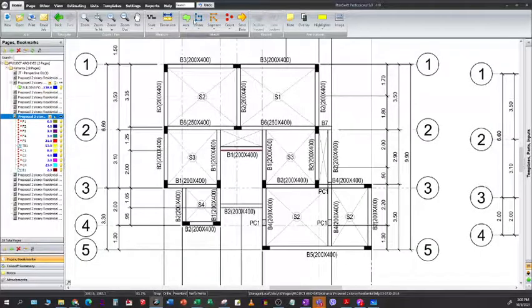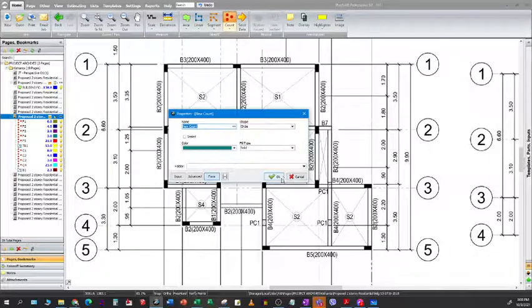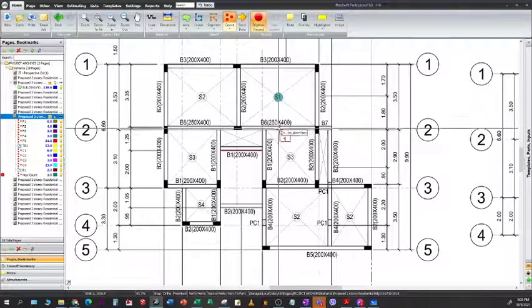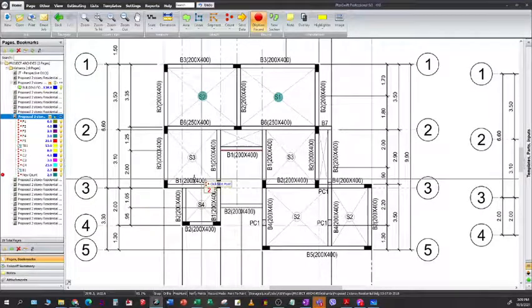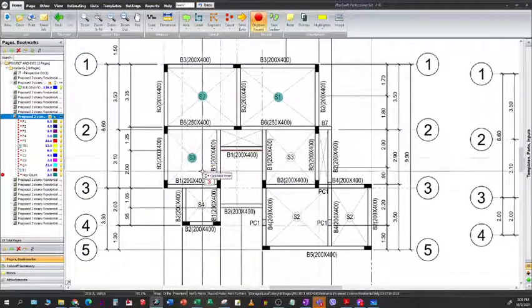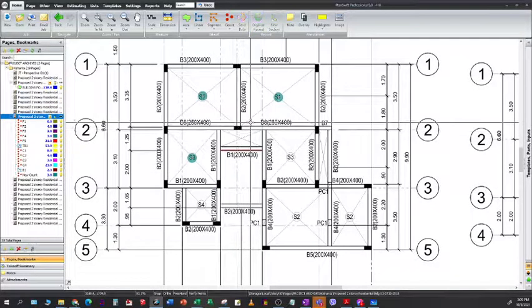So for S1, I will take this area. I will just use this marker for slab 1. For slab 2, I will use this one, and for slab 3, I will use this area. Okay, so let's now analyze slab 1.